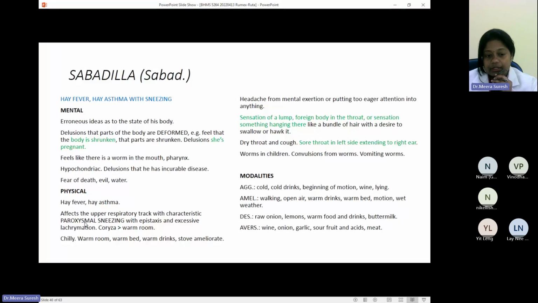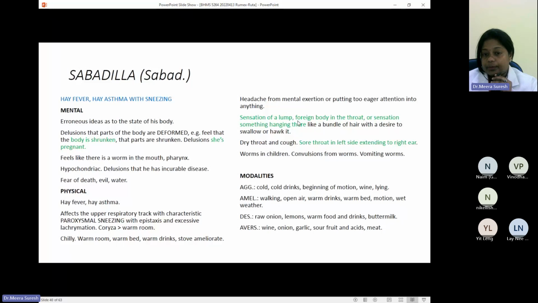Physical, the same things, the paroxysmal sneezing with epistaxis and excessive lacrimation. Epistaxis doesn't matter much. It is that excessive lacrimation and that coryza with that reddish burning sensation you have to remember. And it is ameliorated in a warm room because the person is chilly and wants everything warm. Warm bed, warm drinks, warm room. Headache from mental exertion or being too eager and attentive to anything.